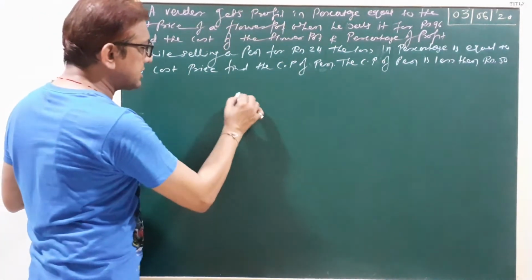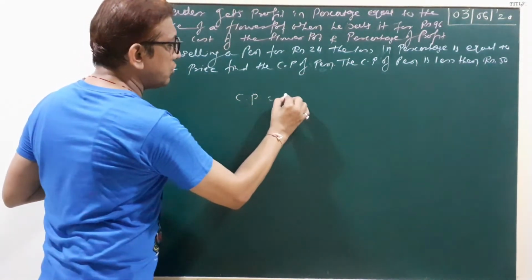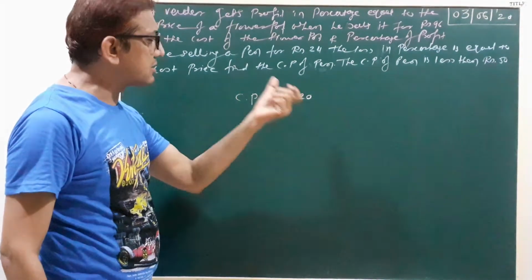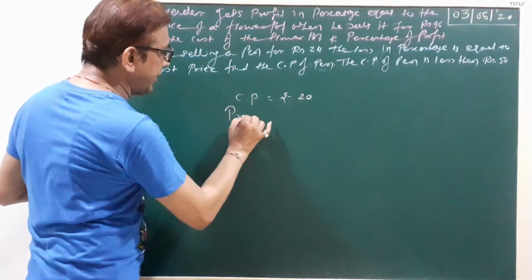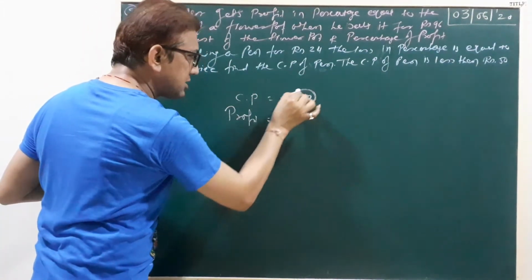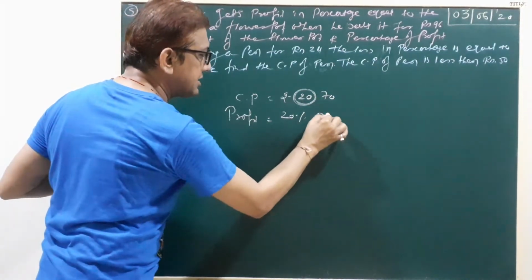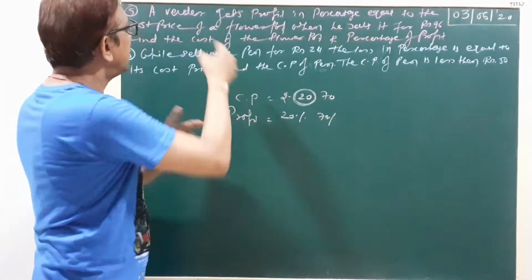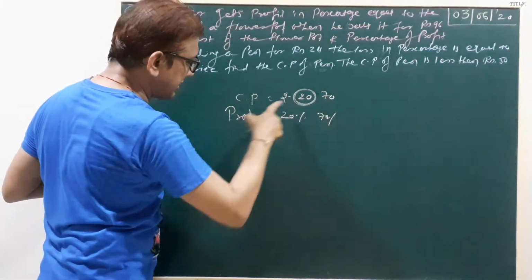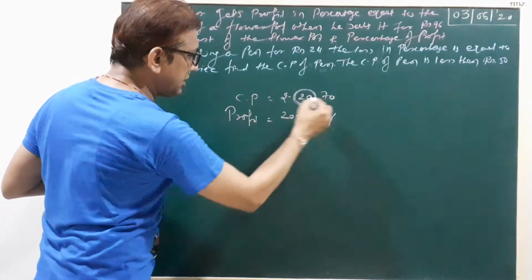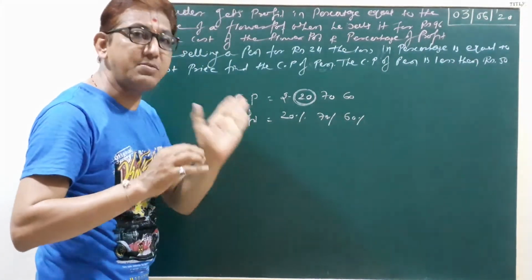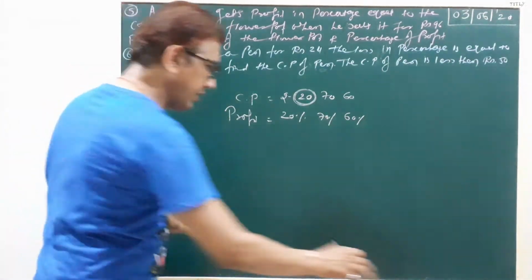That means suppose CP, the cost price of a flower pot, is 20 rupees. So profit equal to 20%. Here rupees 70, so profit is 70%. Clear? The meaning of this sentence is this one. CP equal to rupees 70, so profit equal to 70%. Suppose CP equal to rupees 60, so profit equal to 60%. Is it clear? Okay.